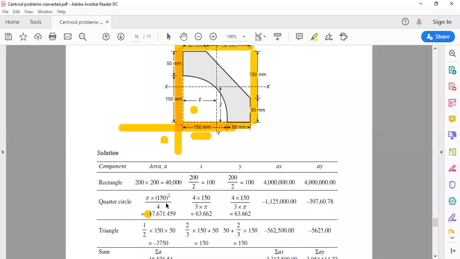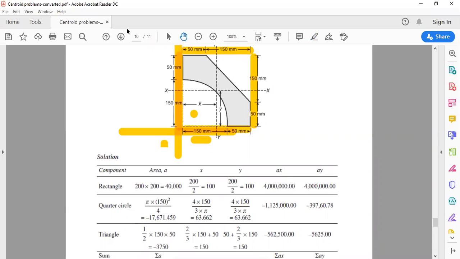Next and the final one diagram, we have a triangle. In this triangle, the area of a triangle, since this right angle triangle is again a deduction, the area is to be taken with the negative sign. So it is half base into height, where base is 150, height is also 150. So it is half into 150 into 150, which works out to be minus 3750, because it is a deduction.